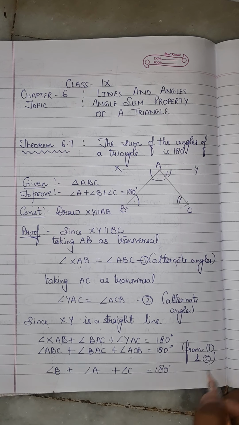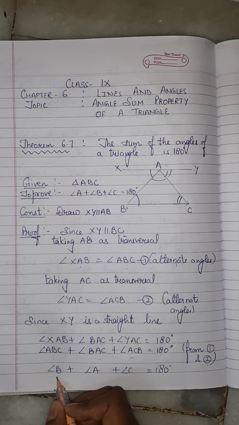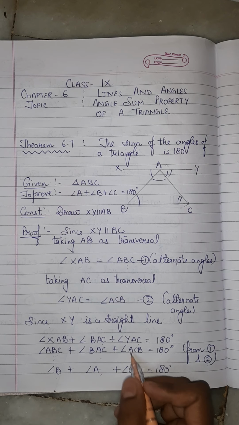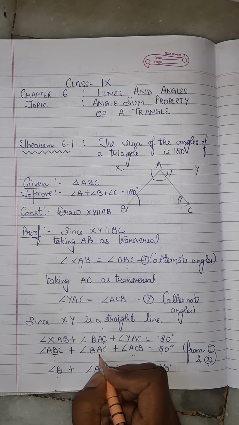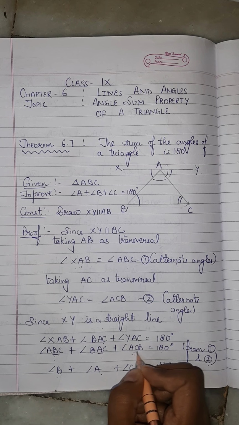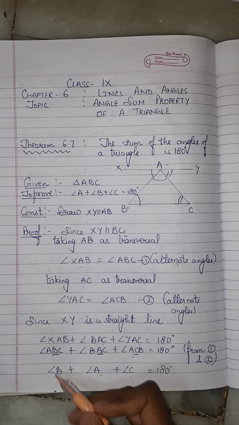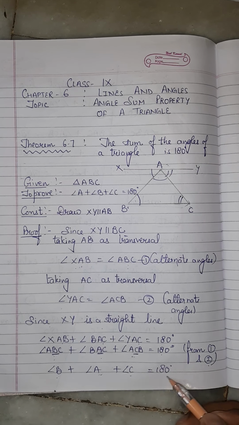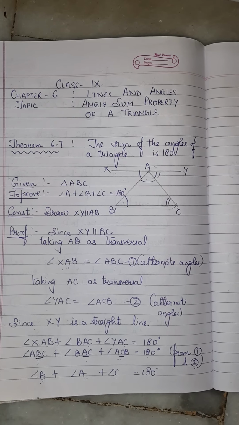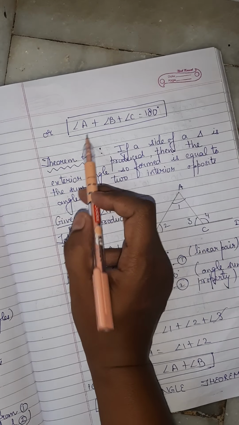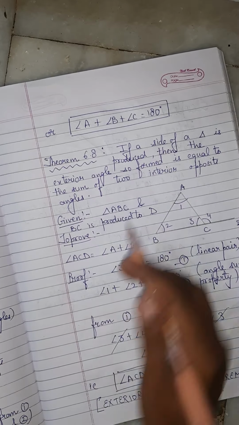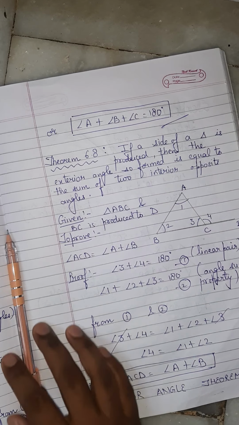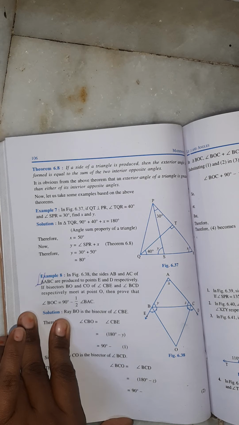Now ABC in short can be expressed as angle B. Do remember, the middle alphabet represents the angle exactly. So angle B, angle A, angle C is 180. And just to write in the proper way, angle A plus angle B plus angle C is 180 degrees. So this completes the proof of theorem 6.7.